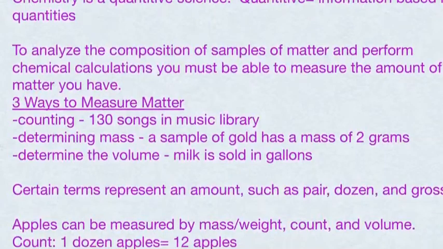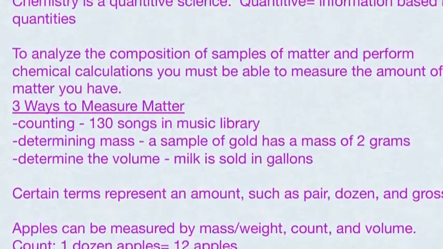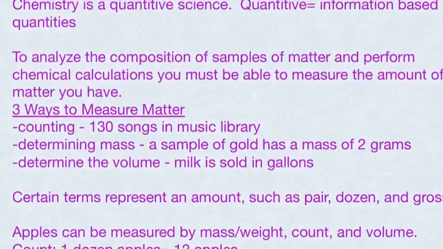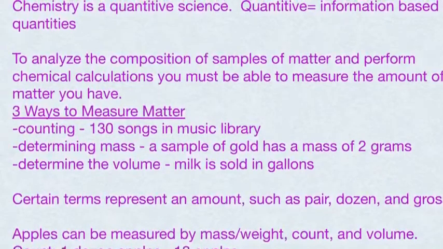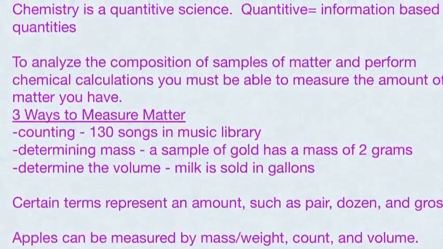There are three ways to measure matter. The first is by counting. An example of this is there are 130 songs in your music library. You can also determine the mass. An example of this is that a sample of gold has a mass of 2 grams. You can also determine the volume. An example of this is that milk is sold in gallons.